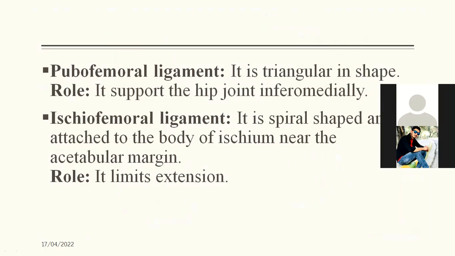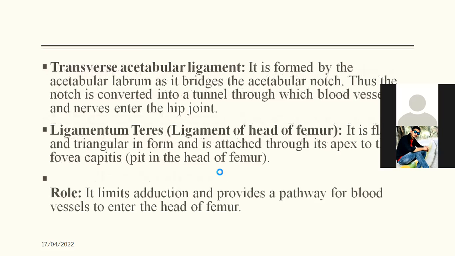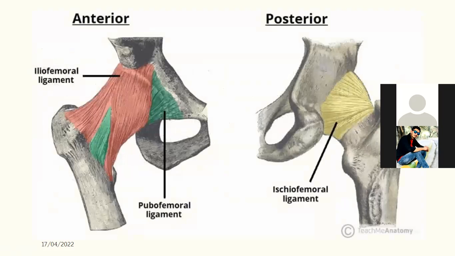Then the ischiofemoral ligament. It is spiral in shape and attached on the ischium near the acetabular margin. It also has the same role: it limits the extension. Ischiofemoral ligament. This one. Posterior.